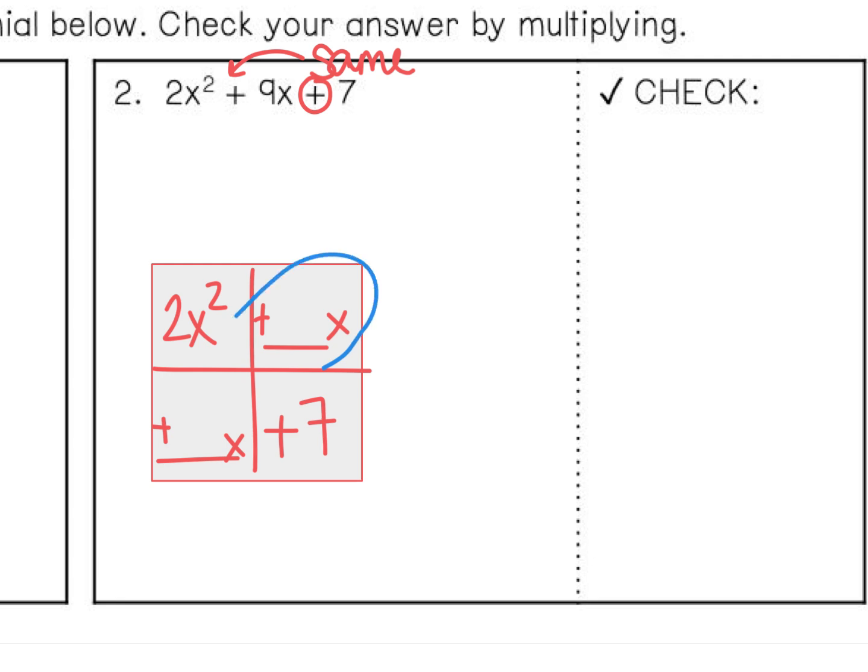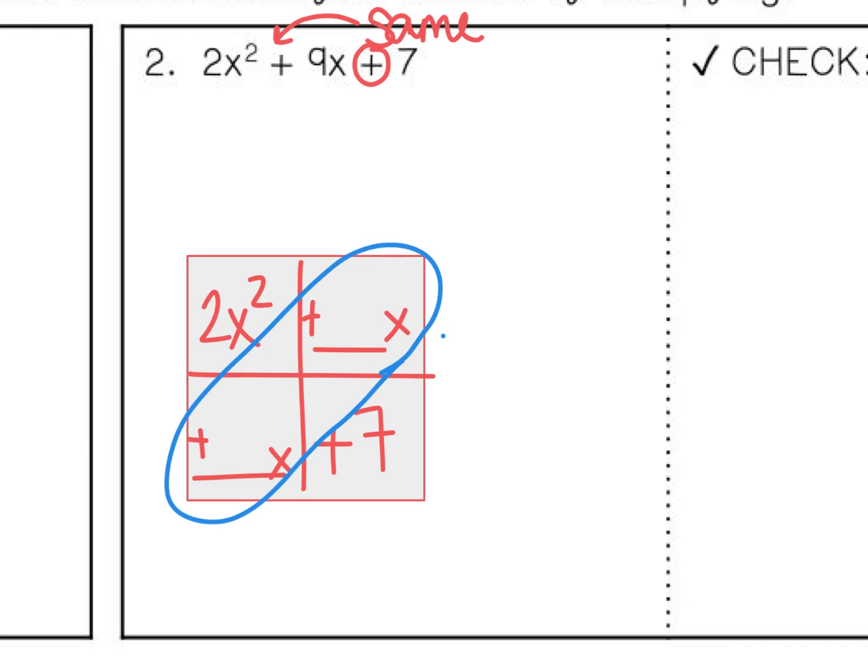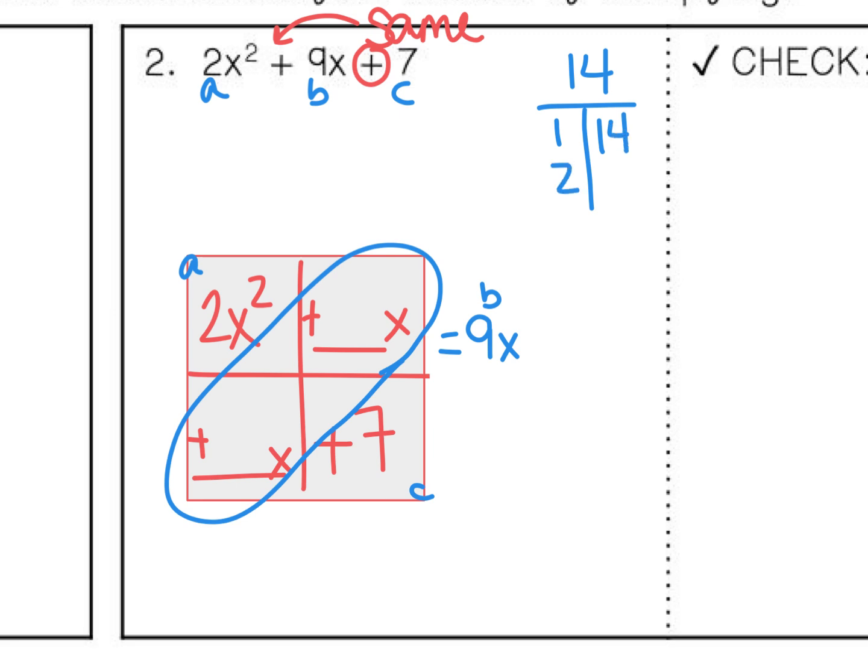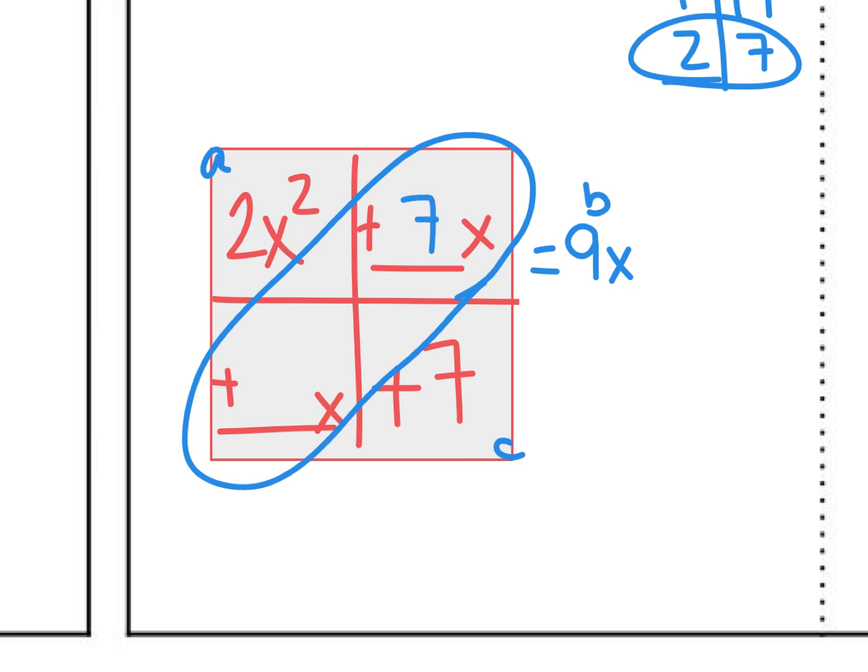Remember, together they need to equal what? They need to equal 9. They need to equal the B, right? We have A here, we have C here. Together they equal the B. Step 3 is A times C. So my A is 2, my C is 7. What's 2 times 7? 14. Now we're making our T-chart. What multiplies to be 14? 1 and 14, 2 and 7. Now, C is positive, so we're adding. Which of these adds to B? 2 and 7. Again, it doesn't matter where you put it.